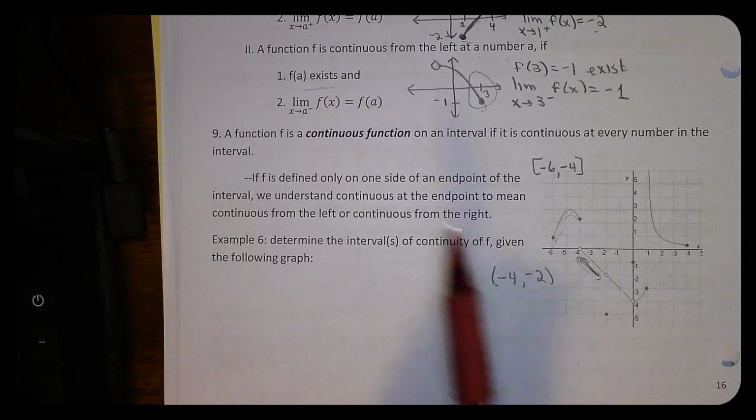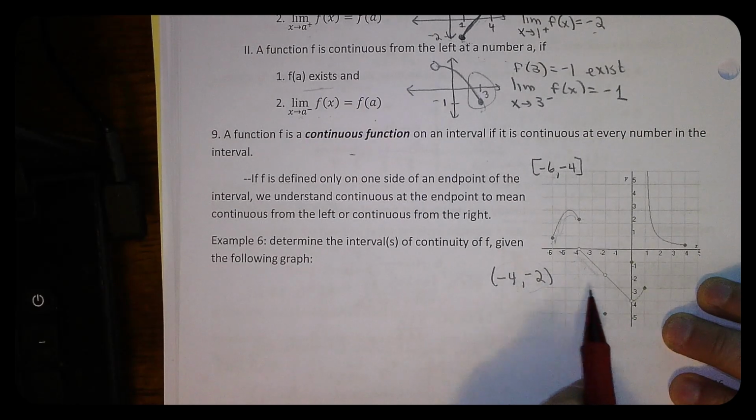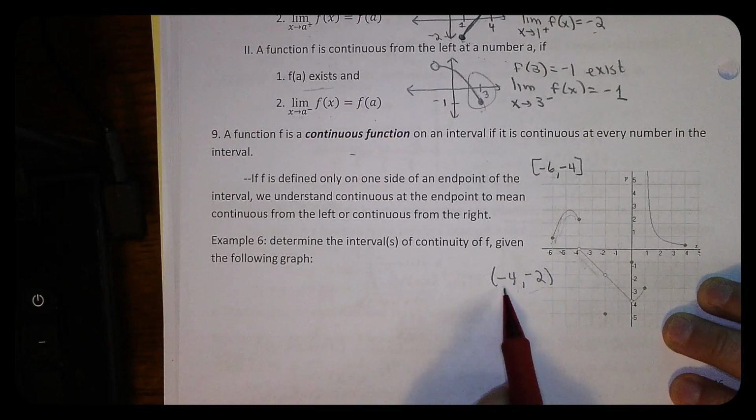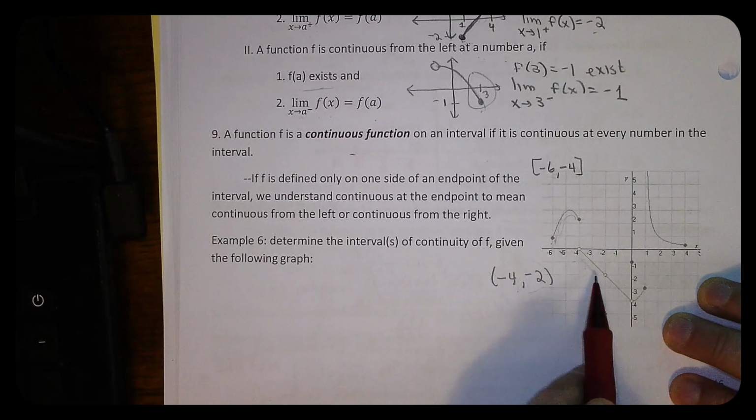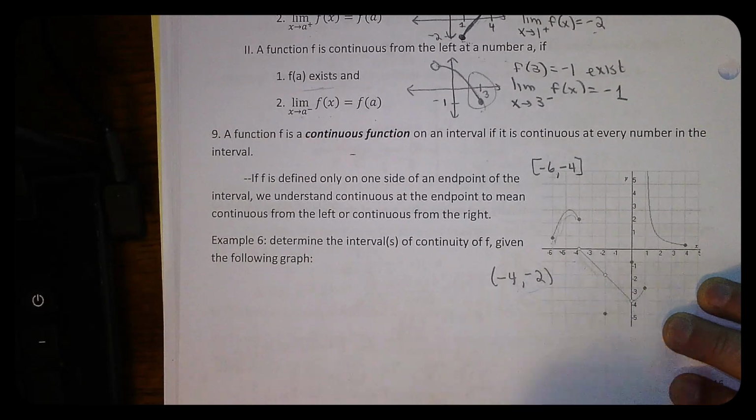Okay, so if we look at this interval here, from negative 4 to negative 2, see how that's an open interval? If we were talking about point continuity, it would be discontinuous at negative 4. But it's on an interval, so the function is continuous on this interval from the right.